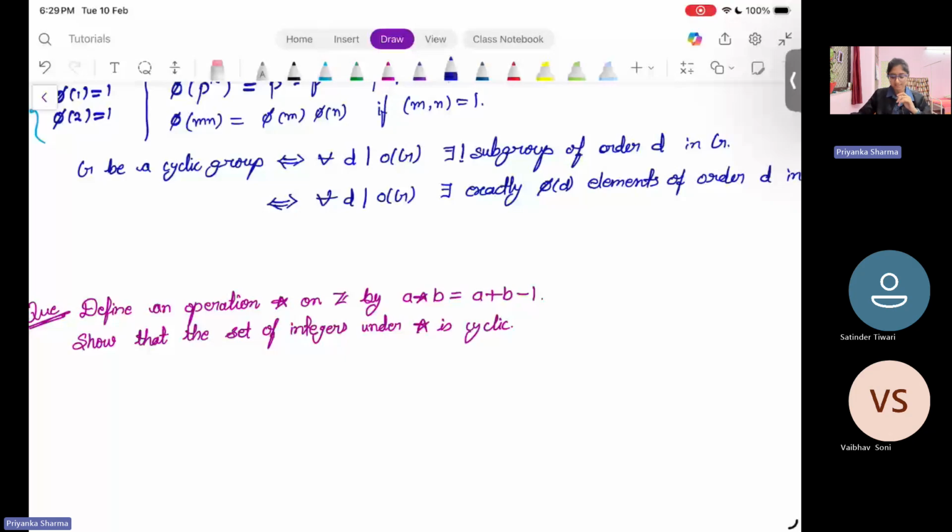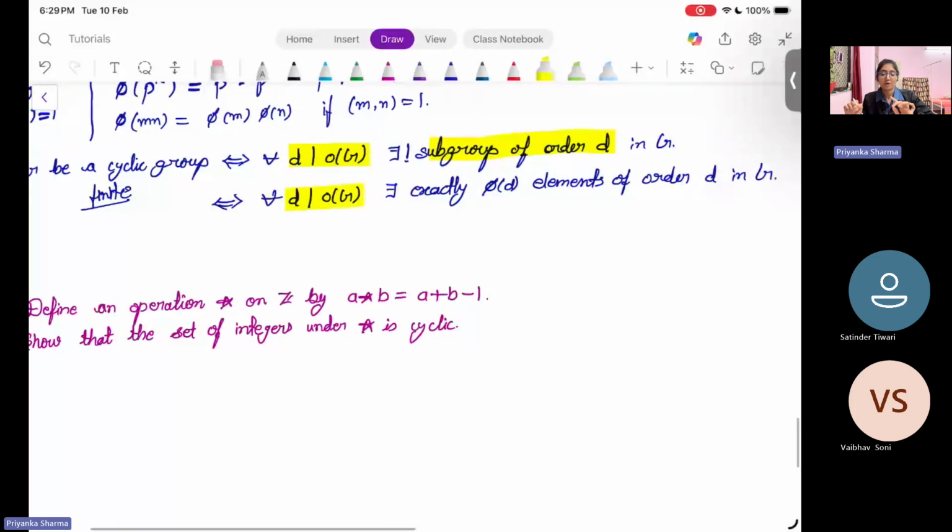Otherwise, we can't discuss this. So if G is a finite cyclic group, then we have this equivalence, like these are some necessary and sufficient conditions. If G is a cyclic group, then for every positive divisor D of the order of G, there exists a unique subgroup of order D. If D divides the order of G, then there will be exactly one subgroup of order D, and there exist exactly phi of D elements of order D.